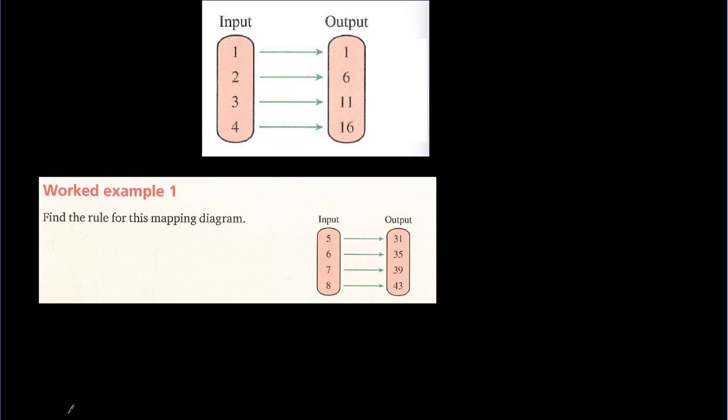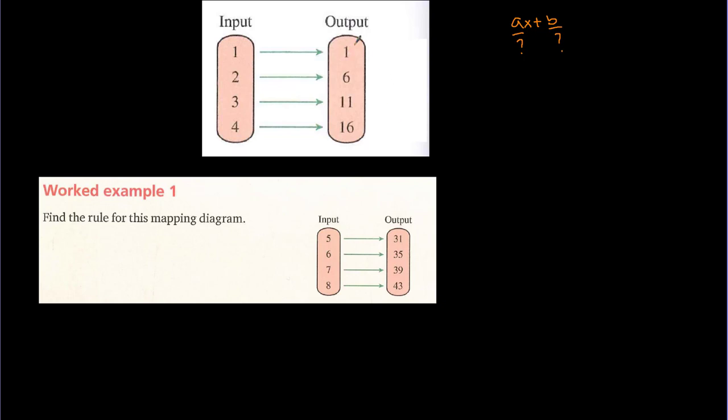Here there is another input and output table. Here again the inputs are 1, 2, 3, 4. And here the results are 1, 6, 11, and 16. For the form ax plus b, I'm trying to understand what the a value is here and what the b value is here. I'm going to write here x goes to something.